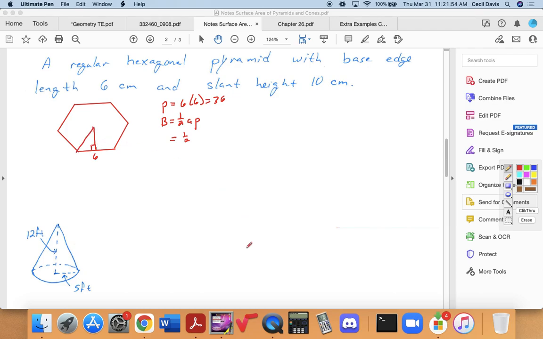Hopefully by now, you have memorized at least some of these, especially the hexagons, the triangles, the squares, that the central angle here is 60, so this angle is 30. So this is 3, and the apothem is 3 square roots of 3. And that's 54 square roots of 3.